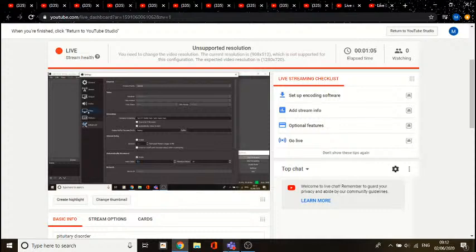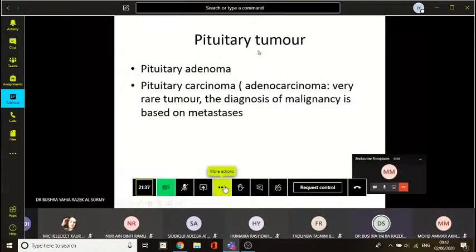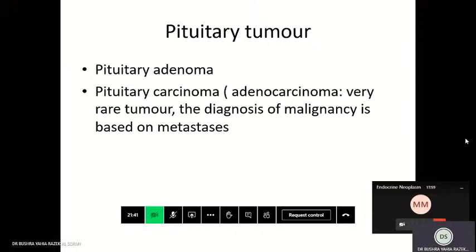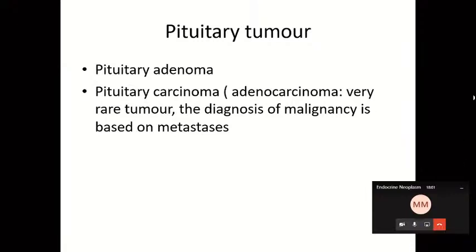So pituitary, okay, pituitary tumor. I am not going into detail on the pituitary because you already covered it in hyperpituitarism, the disorders of the pituitary gland. I will go just through most of the histopathology part. Okay, so in pituitary tumors we have adenoma or carcinoma.